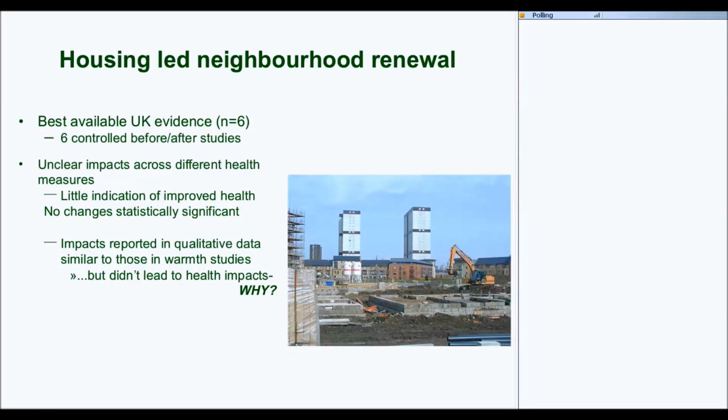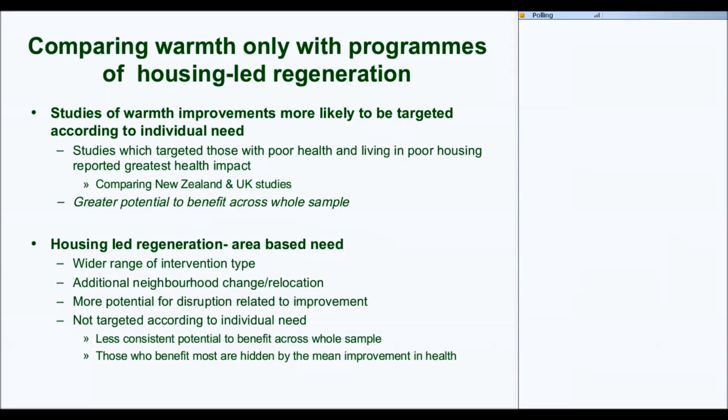So why were these things not leading to health effects? So we thought a bit more about what's the difference between the warmth programmes and housing-led regeneration. And I think the thing it comes back to really is the fact that some of the warmth studies that showed the health improvement were much more likely to be targeted according to individual needs, both in terms of health need and housing need. And so there was a much greater potential to benefit across the whole sample.